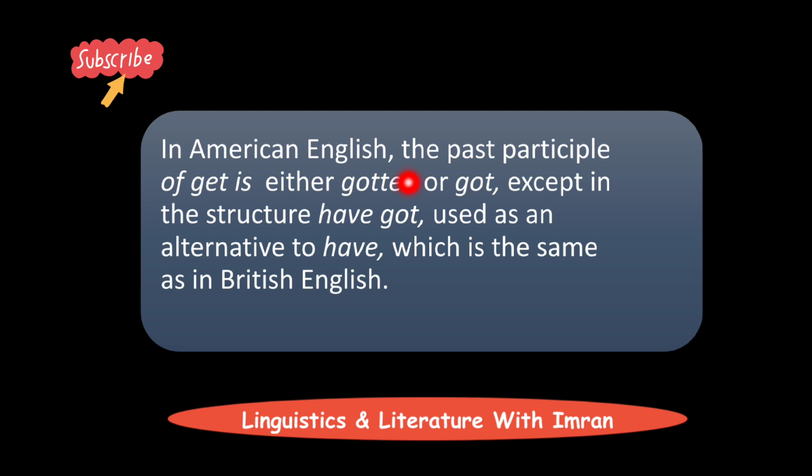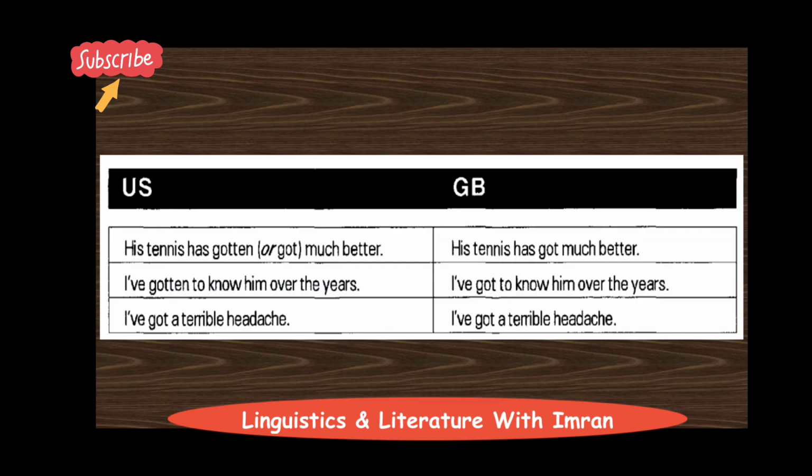In American English, the past participle of get is either gotten or got, except in the structure have got used as an alternative to have, which is the same as in British English. Let me give you an example now. You can see that his tennis has gotten or got much better. You can see they can use gotten or got. While British would say that his tennis has got much better. So they don't use gotten here.